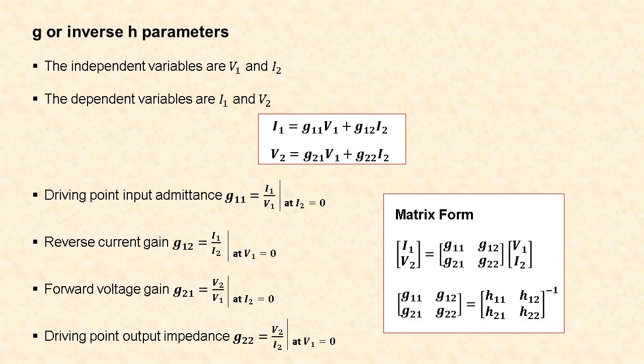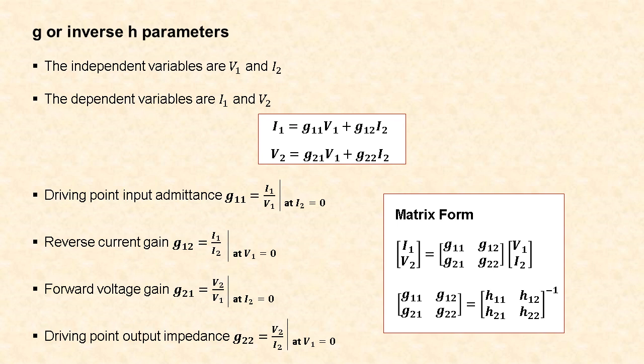Next is the G or inverse H parameters. Here the independent variables are V1 and I2 and dependent variables are I1 and V2. The two-port network equations are I1 is equal to G11 into V1 plus G12 into I2. V2 is equal to G21 into V1 plus G22 into I2.